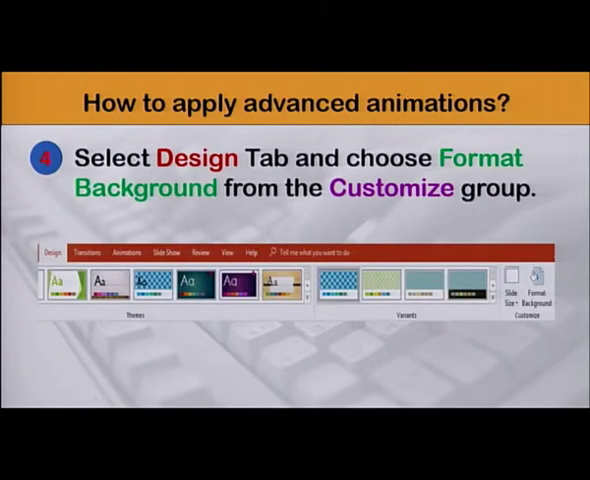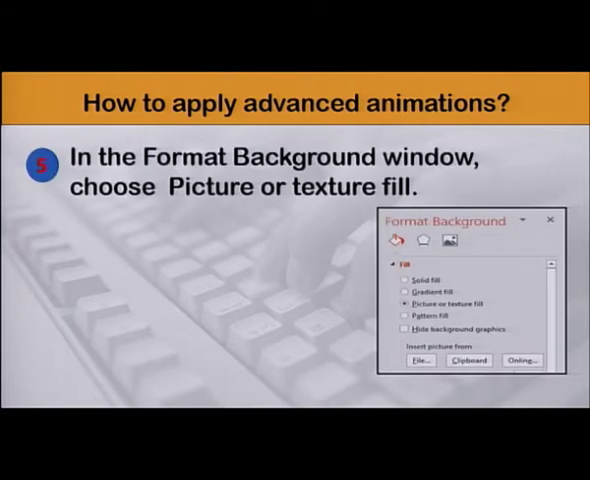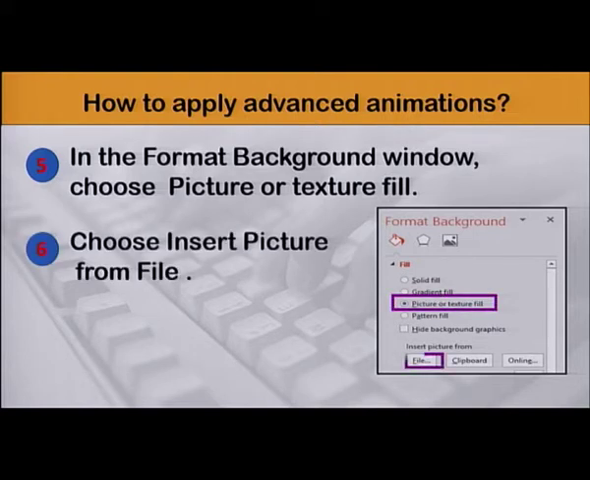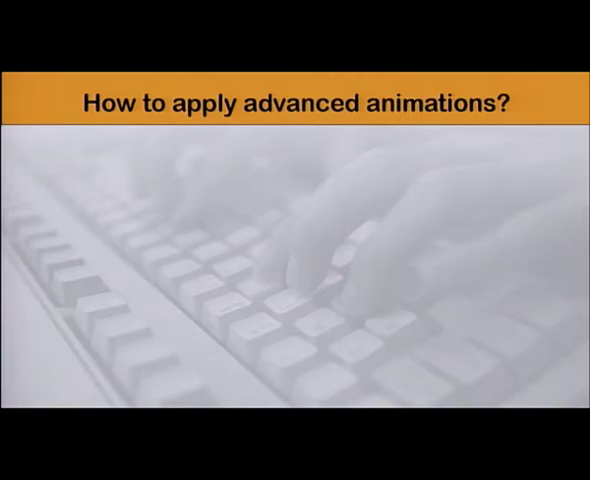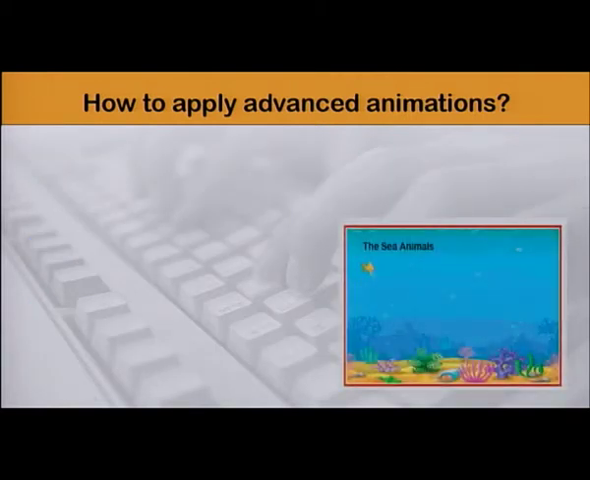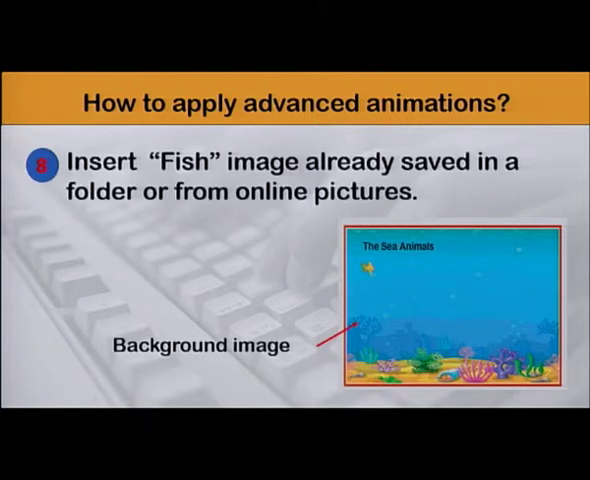Now, to choose a background for this slide, we select Design tab and choose Format Background. In the Format Background window, choose Picture or Texture Fill. Then insert Picture from File. Browse for a background image saved in a folder. As you can see, the background and the title are already inserted.